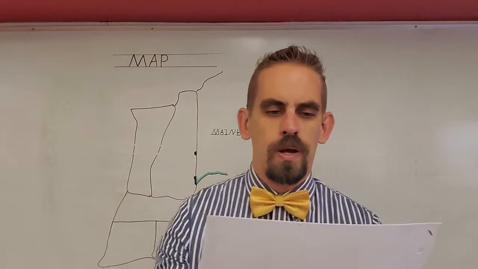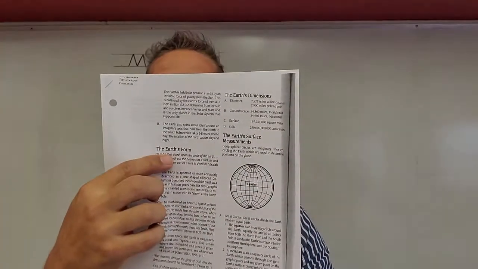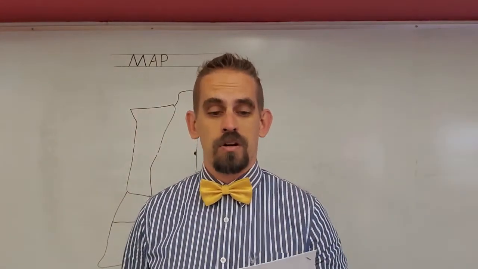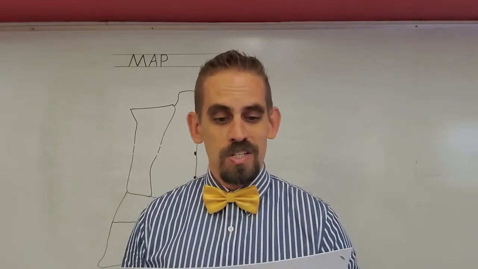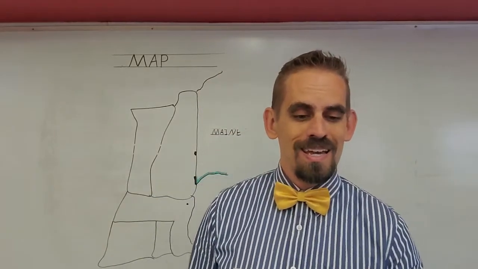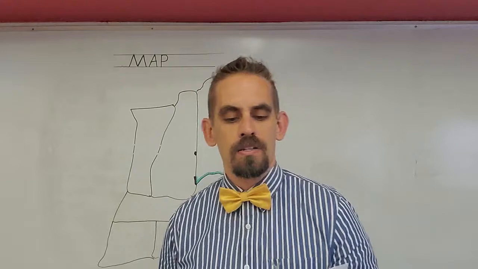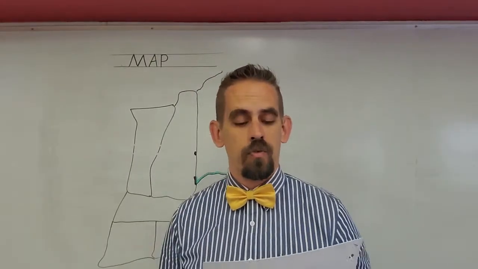So let's start right here where it says the Earth's form. All right, Isaac, you ready? Go ahead and start. Oh, wait, you're not here. Oh, okay. It says the Earth's form. It is he that sitteth upon the circle of the earth, that stretcheth out the heavens as a curtain, and spreadeth them out as a tent to dwell in. That's out of Isaiah 40:22.